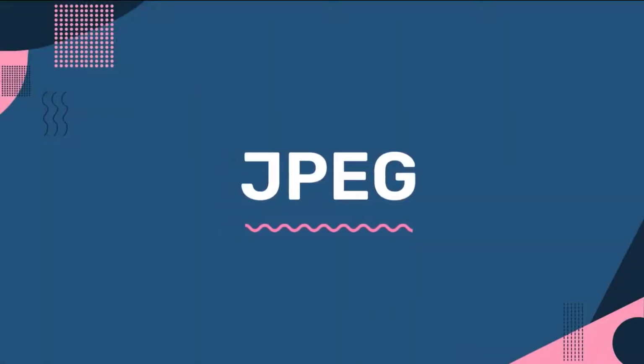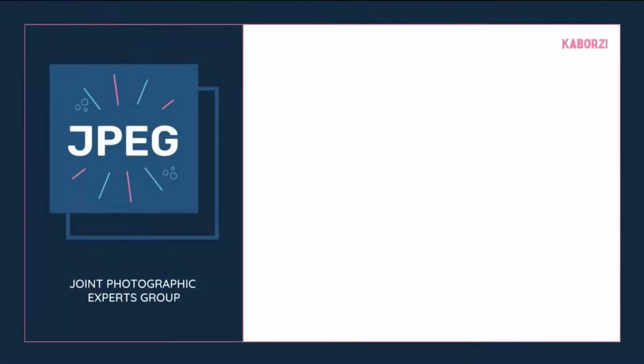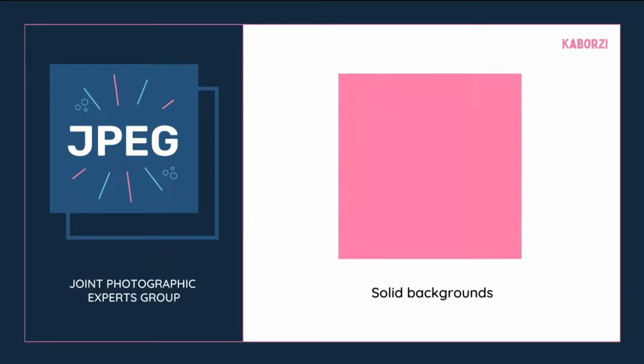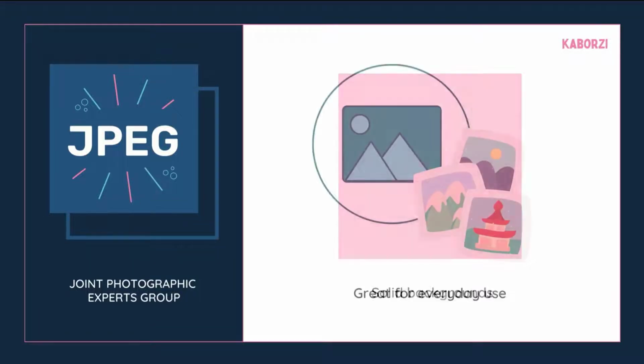Let's move on to another familiar friend, the JPEG. JPEG stands for Joint Photographic Experts Group. This is a graphic file type used namely in photography and web publishing. Unlike PNGs, JPEGs have solid backgrounds, so they can be trickier to work with when you're creating layered compositions. JPEGs are great for everyday graphics that don't require transparent backgrounds or super high quality.